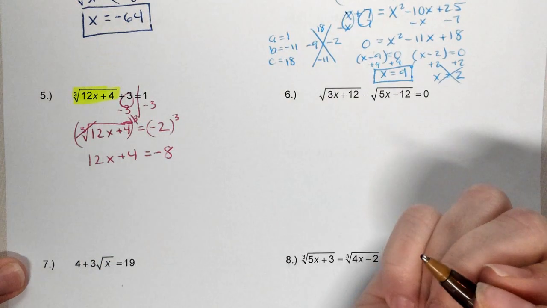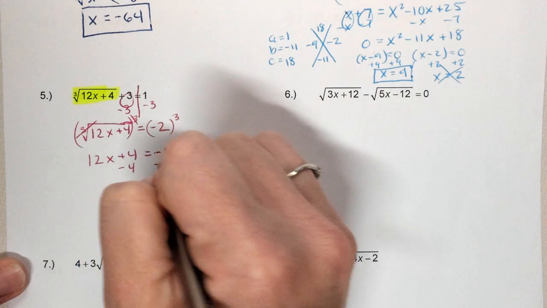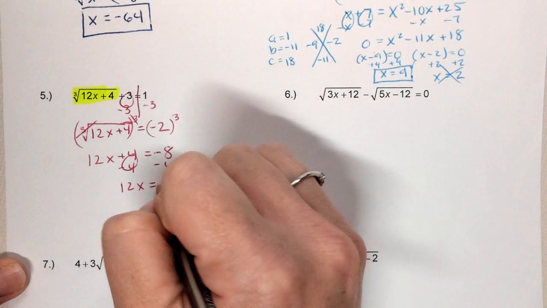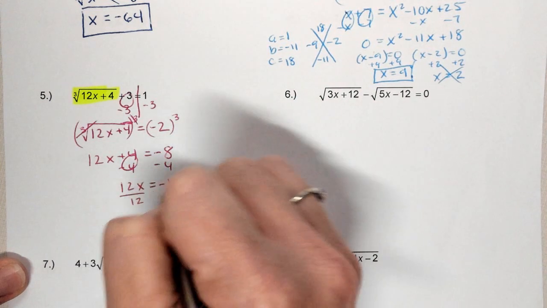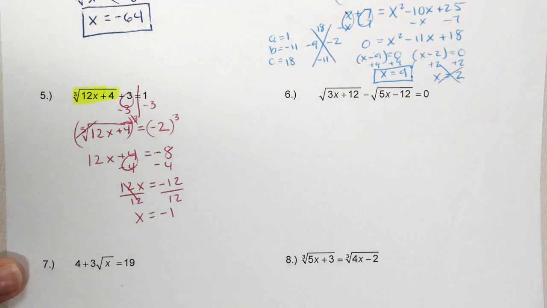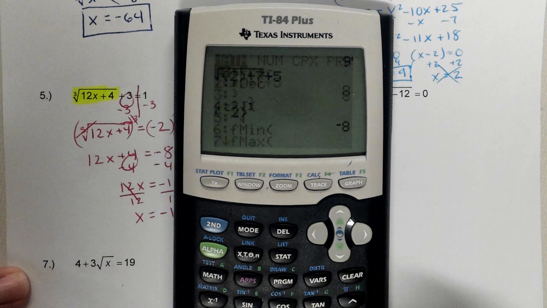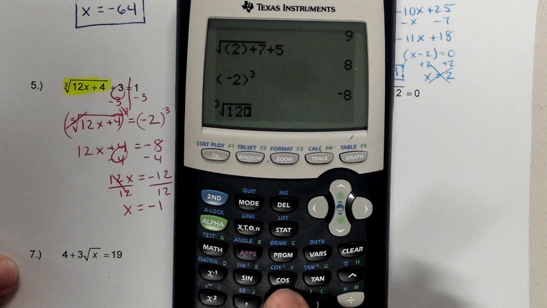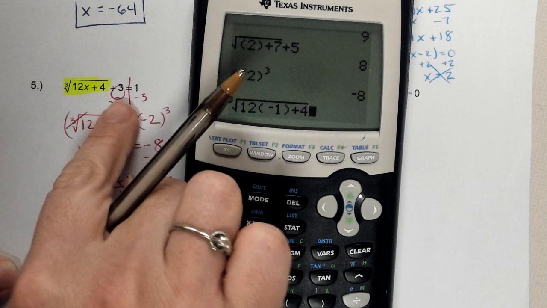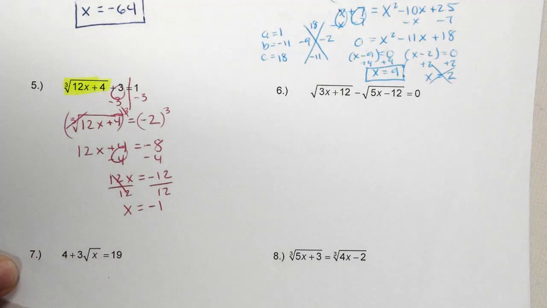Okay, and now nothing squared this time, so I'm just solving for x. So minus 4, 12x equals negative 12, divide by 12, and I get x equals negative 1. Now, I'm not done. I have to check it. So remember, 12 times negative 1 plus 4, under the radical, and do plus 3, and this should equal 1, and it did, so that is my solution.